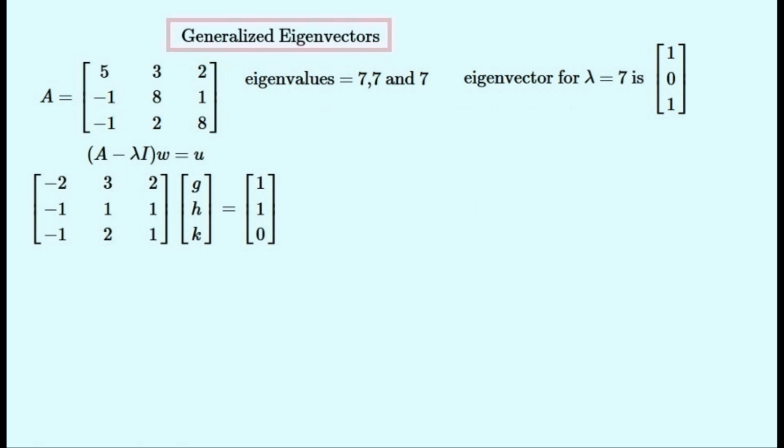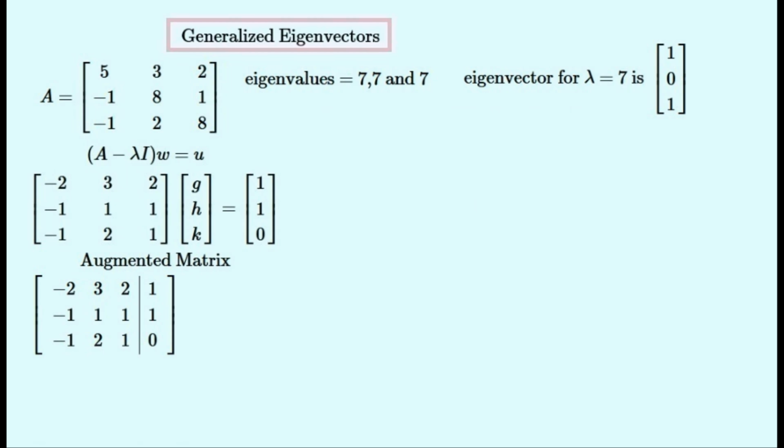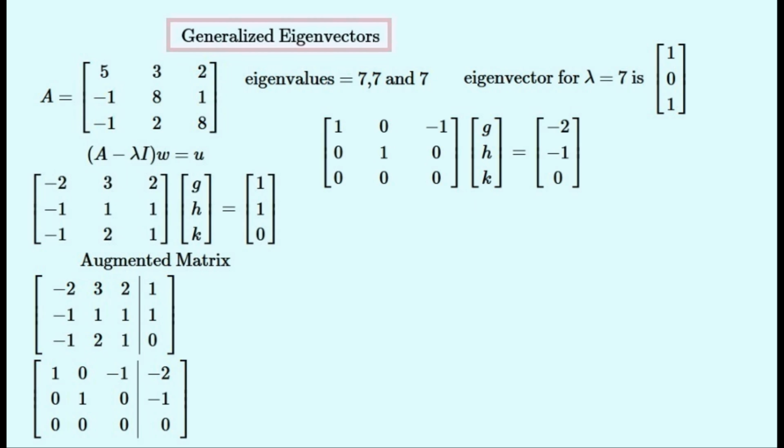We'll set the column GHK to be equal to this generalized eigenvector W. We'll apply the row operations to both sides of this equation. This can best be illustrated by converting this equation into the augmented matrix as shown. Then we'll get the reduced row echelon form of this augmented matrix. And then we'll convert this augmented matrix into this algebraic looking matrix equation. We'll multiply the matrix by the vector to get this column vector.